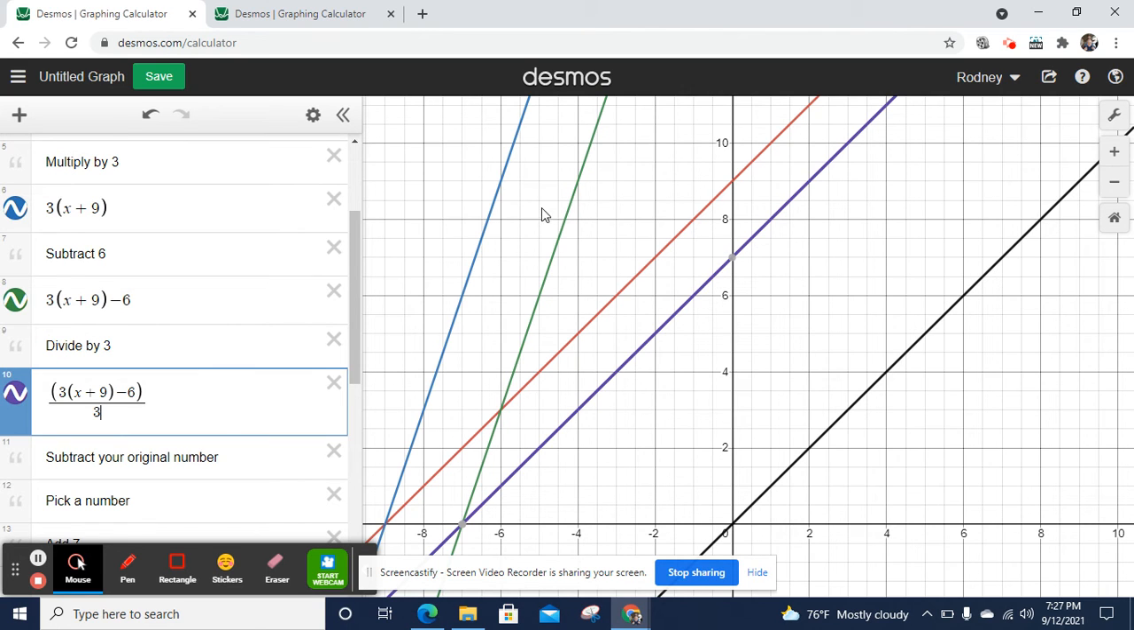And it is no longer as steep. It's now as steep as this. And now it's back to here.